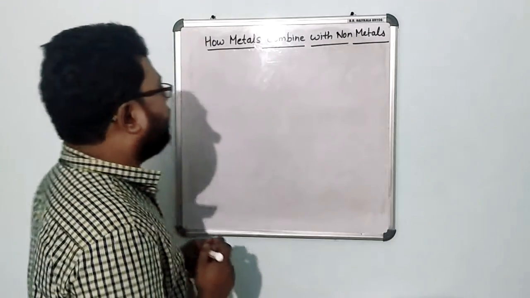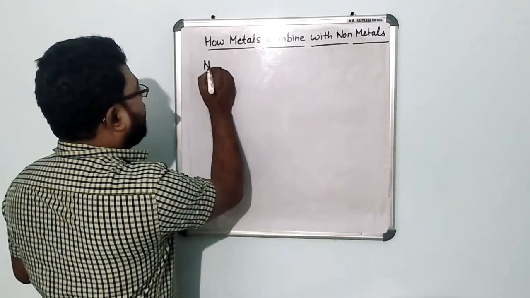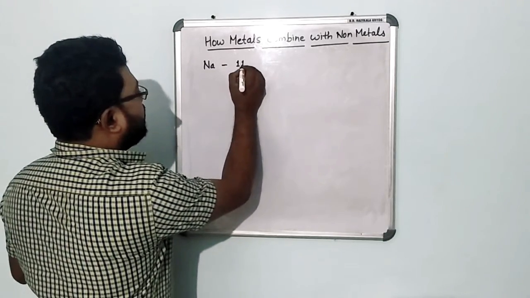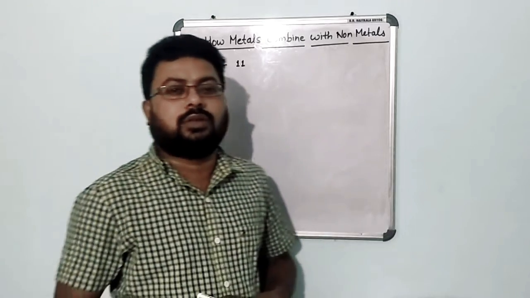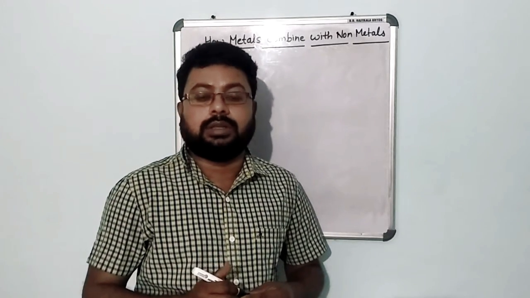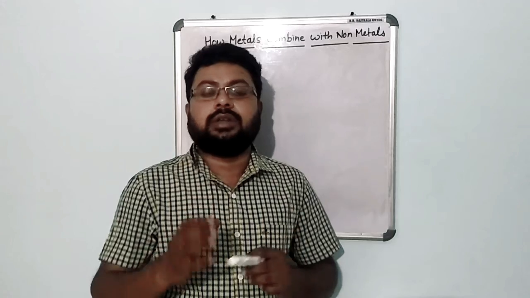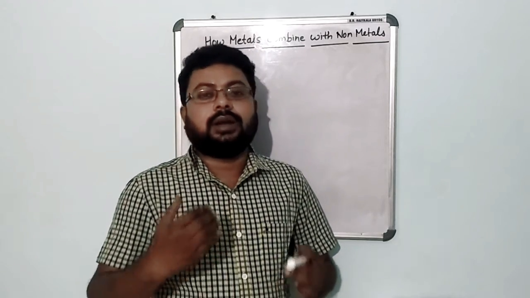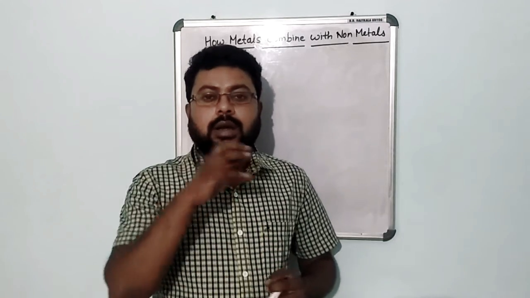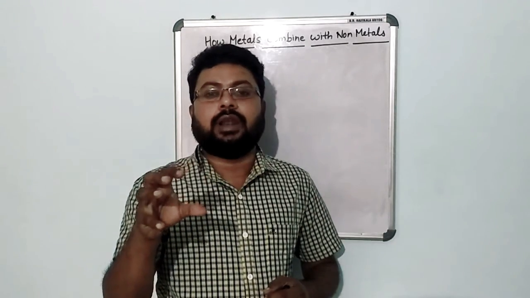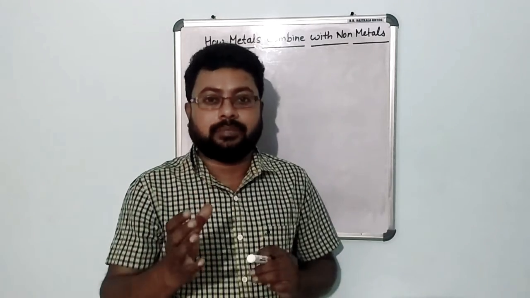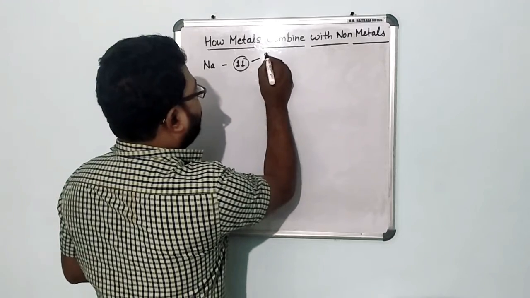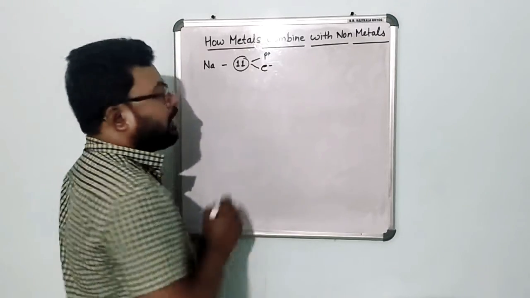For example, let us just take sodium. Now sodium's atomic number is what? It is 11. It means that sodium has got 11 protons. When I am talking about the atomic number, I am actually referring to the number of protons. But as we know, in a neutral atom the number of protons and the number of electrons are equal. Therefore, sodium will have 11 protons as well as 11 electrons.